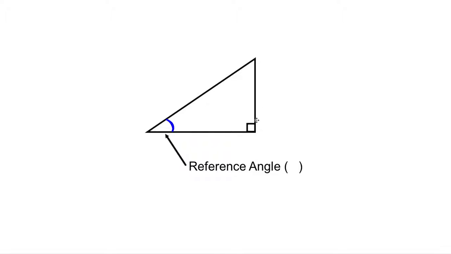And so we know that one of these angles is a right angle. We're going to be calling the other one a reference angle. And the variable there is theta, or if you're in England, theta. But we're going to call it theta. So the reference angle is where we are. If I'm standing right here at this angle, that's my point of reference, thus the name reference angle.